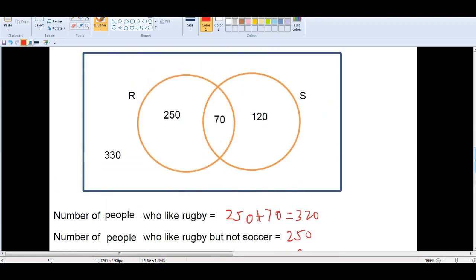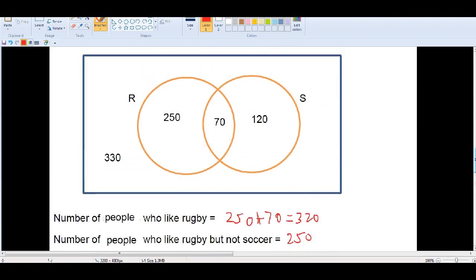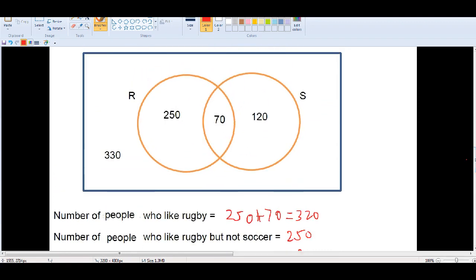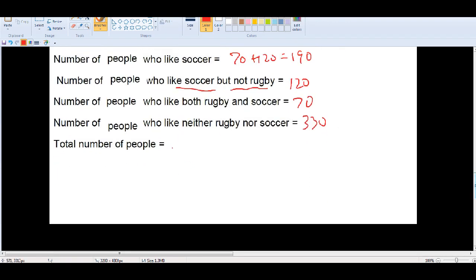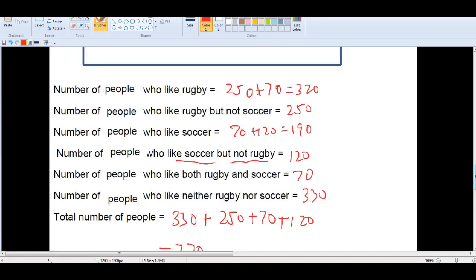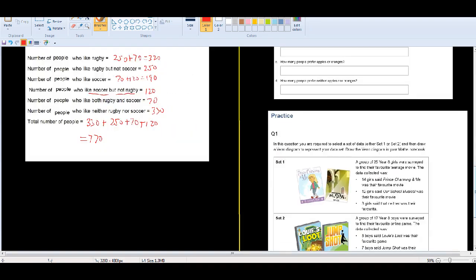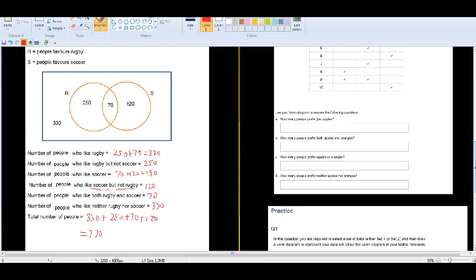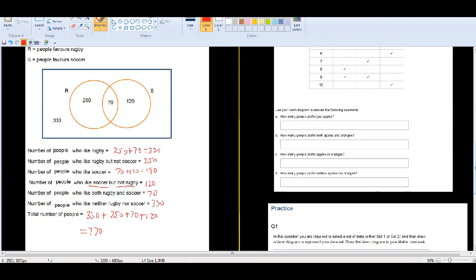Okay, so how many people in total? We just add all the numbers together. There are 4 numbers, so that would be the answer. Alright, let's have a quick look at the whole question. Again, you have 2 circles and they give you some numbers, so you need to understand what each number represents. Okay?